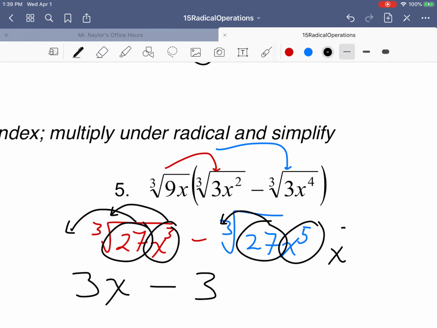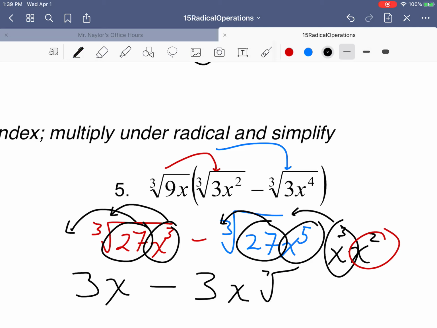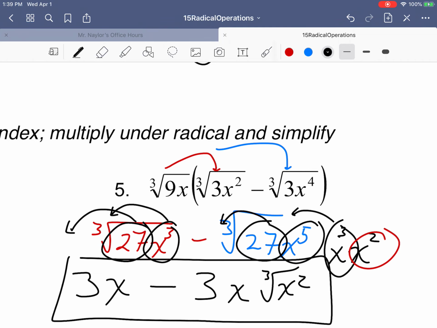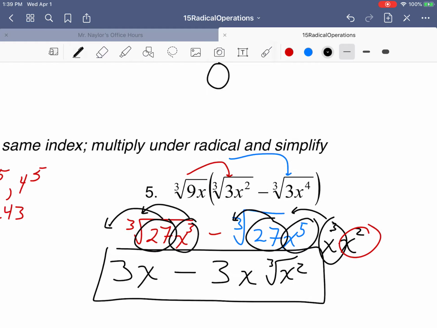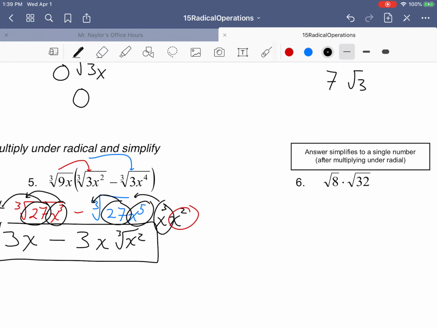How much of it can I take out? I can take out x cubed of it. Of course, when you take out x cubed, it divides, so that leaves us with x to the first, but it does leave behind this x squared, so we'll still have the cube root of x squared sort of tagging along. Different kind of problem, but your answer is 3x minus 3x, the cube root of x squared.